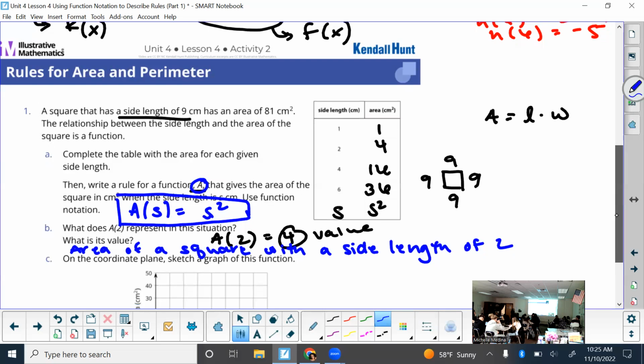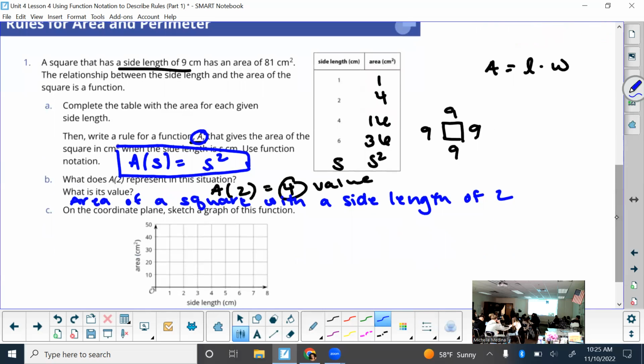This curriculum loves those interpreting parts of math statements. So not just doing them and knowing what they mean. It shows the area of a square with a side length of 2 is 4.